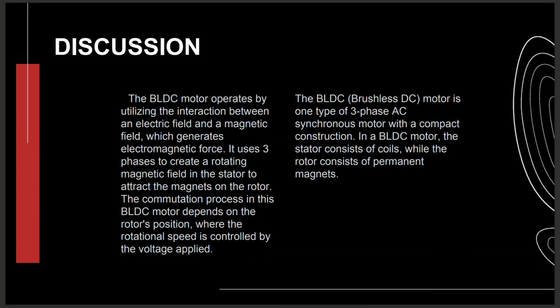Now, I would like to explain the discussion of the study. The BLDC motor operates by analyzing the interaction between an electric field and a magnetic field, which generates electromagnetic force. It uses three paths to create a rotating magnetic field in the stator to attract the magnet on the rotor. The commutation process in this BLDC motor depends on the rotor position, where the rotation speed is controlled by the voltage applied.